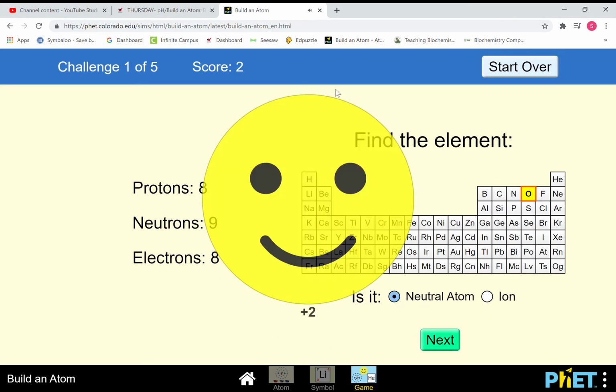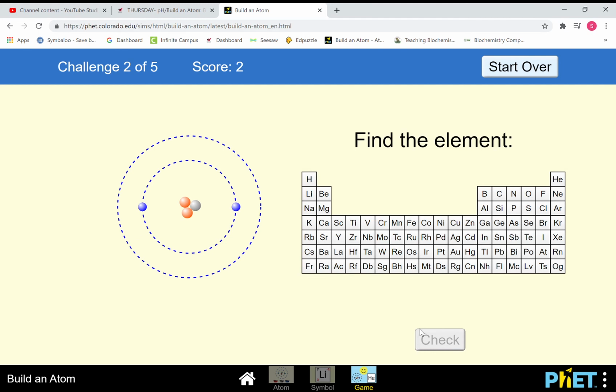When you get the answer right, it will give you a smiley face. If you get it right on the first try, you get +2. If you get it right on the second try, you get +1. If you don't get it right at all, you get no points. When you are done with your challenge, I'll go ahead and go all the way through this challenge.